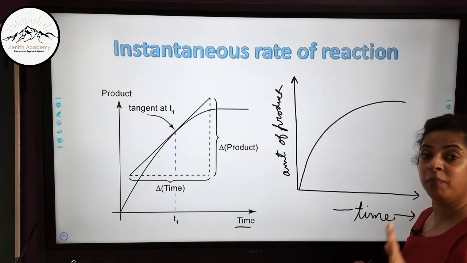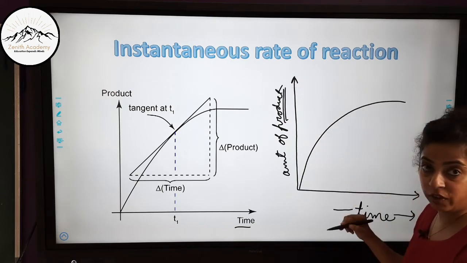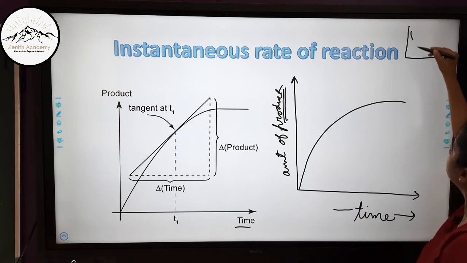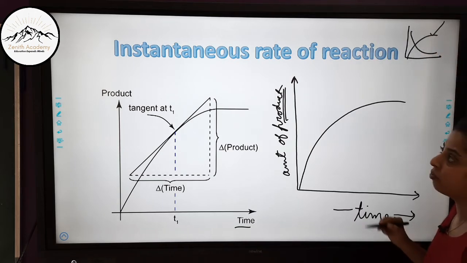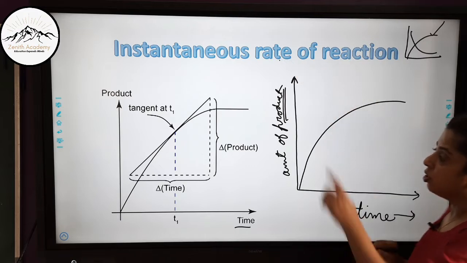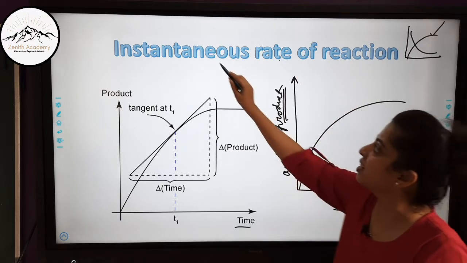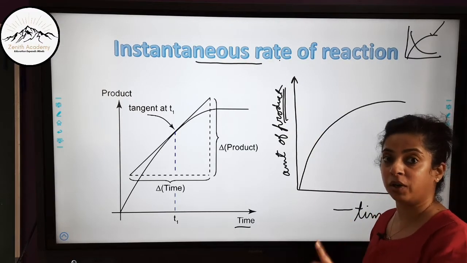You should always remember, in GCSE we will always plot the amount of product and not reactant. Reactant was something like this, and this was product. So we will always plot product for finding the rate of reaction. Now this is the graph. Now we want to find the instantaneous rate of reaction, meaning at a particular instant, that is at a particular time.